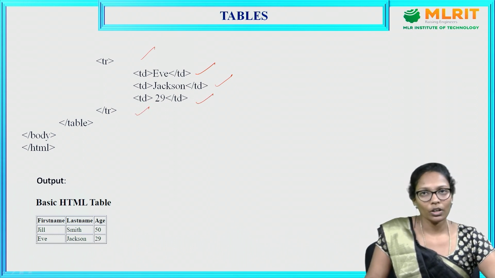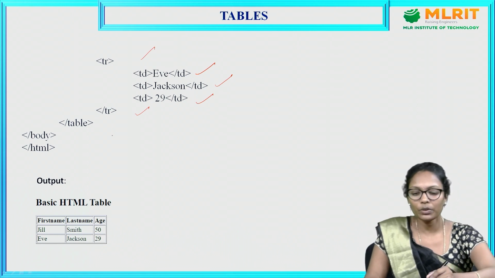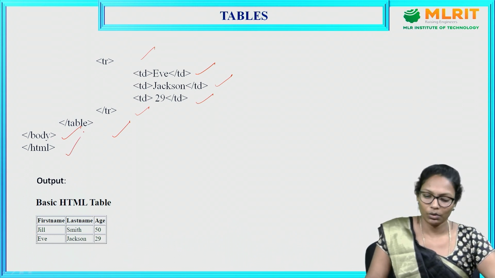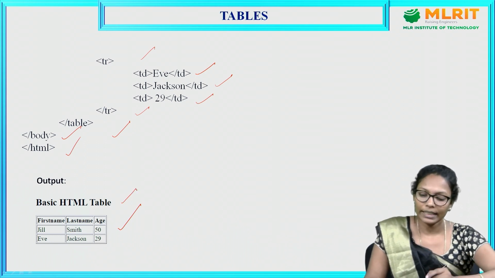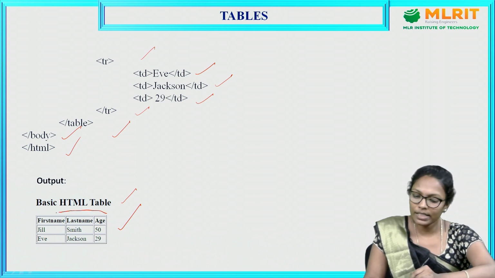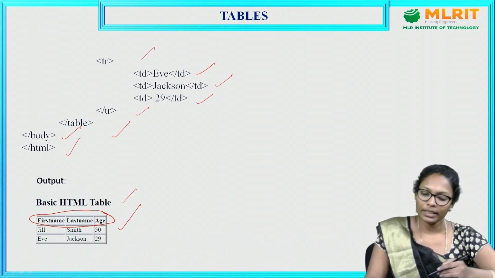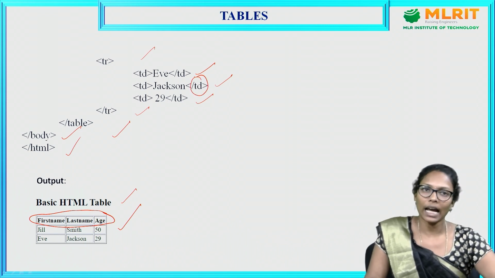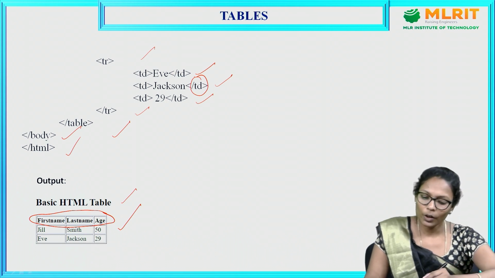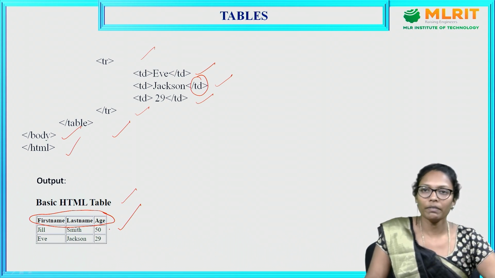After inserting all the rows of data, you need to close your table tag, and I am closing the body tag and html tag also. So the output will be like this. What is the heading I have given? Basic HTML table, and here I have created a table with 3 rows. The first row is with the table heading, that's why it appears bold, and in the remaining 2 rows I used the td tag to add the data items, so you get normal text. If you observe, you are getting a 1 pixel border for your table.